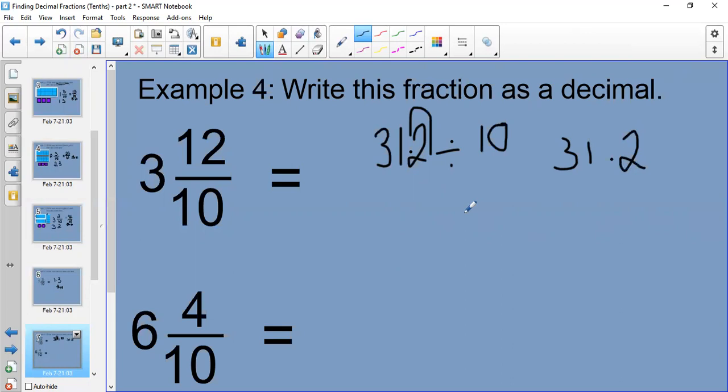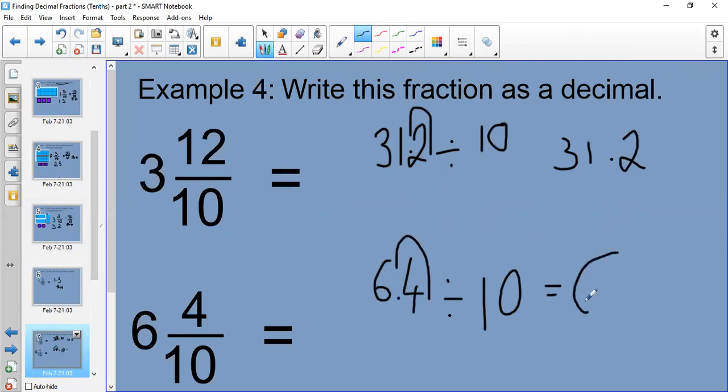31.2. Okay, so we've got 31.2 here. For this example here, it's essentially saying 64 divided by 10. And again, if we move our decimal point back one space, it becomes 6.4.